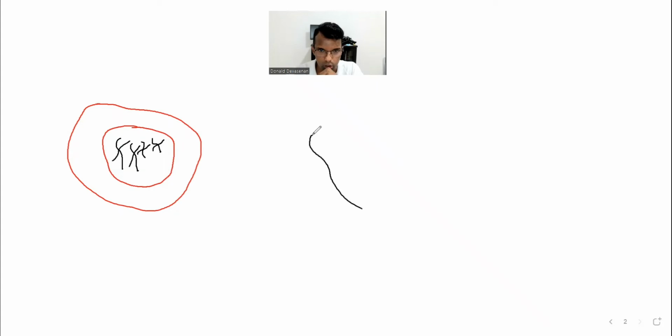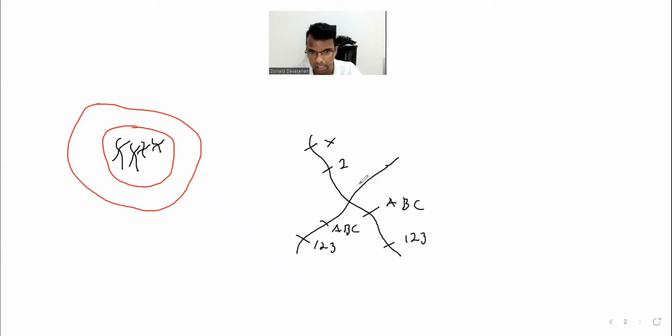That means this was the chromosome. It just doubled up. What do I mean by it just doubled up? For example, if this was DNA X, this was DNA 2, this was DNA A, B, C, this was DNA 1, 2, 3, the same DNA would have formed here: 1, 2, 3, A, B, C, 2, and X.